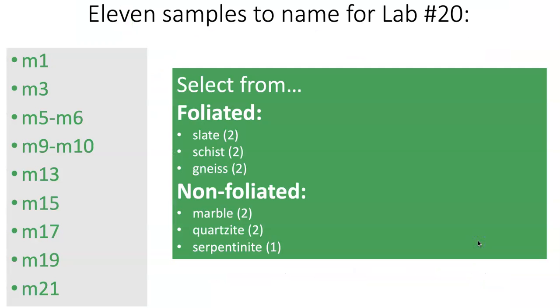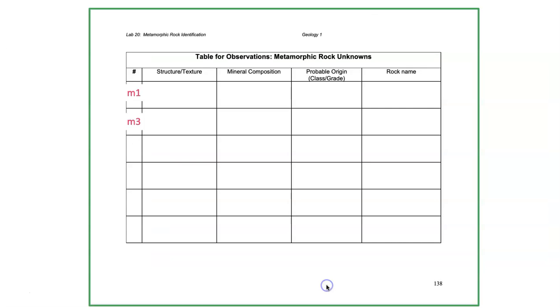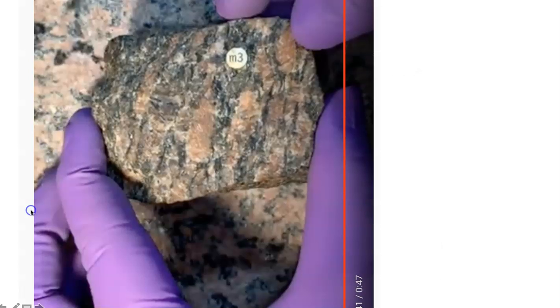So what do we have in lab? Well, you're going to be looking at 11 rocks, and these are the ones to choose from and the number of each that you have. But we are going to look at some of these. So let's start by looking at number 3. I put number 1 here just to leave a spot, but I want to start with number 3. As usual, you're going to go and look at the videos. I don't think I need to show you where they are anymore.